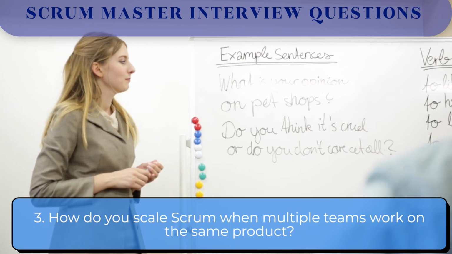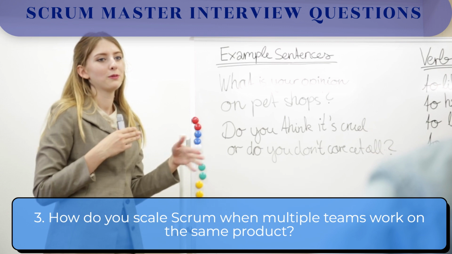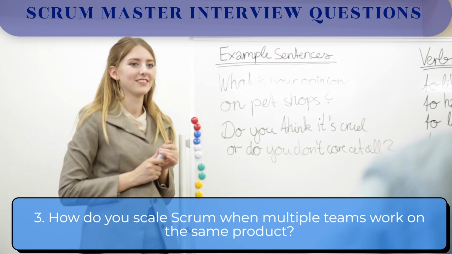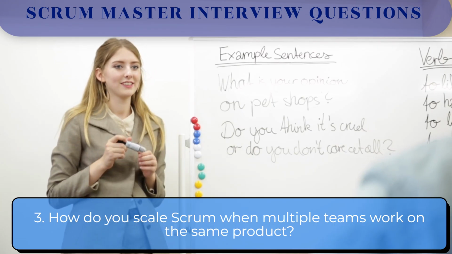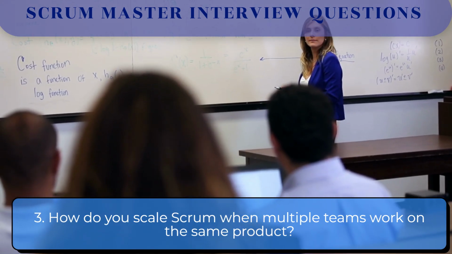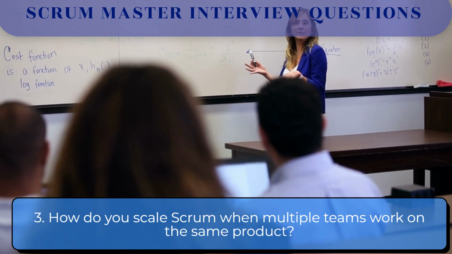Answer. I promote alignment through shared sprint goals, synchronized sprint cadences, and cross-team coordination events like Scrum of Scrums. I also help teams adopt scaling frameworks such as SAFe, Scrum at Scale, or LeSS when appropriate, while keeping Agile values intact.